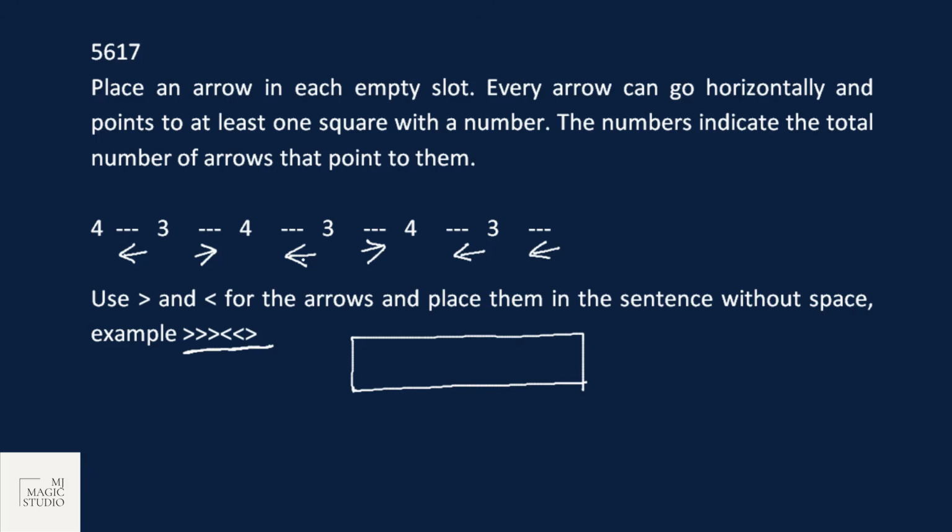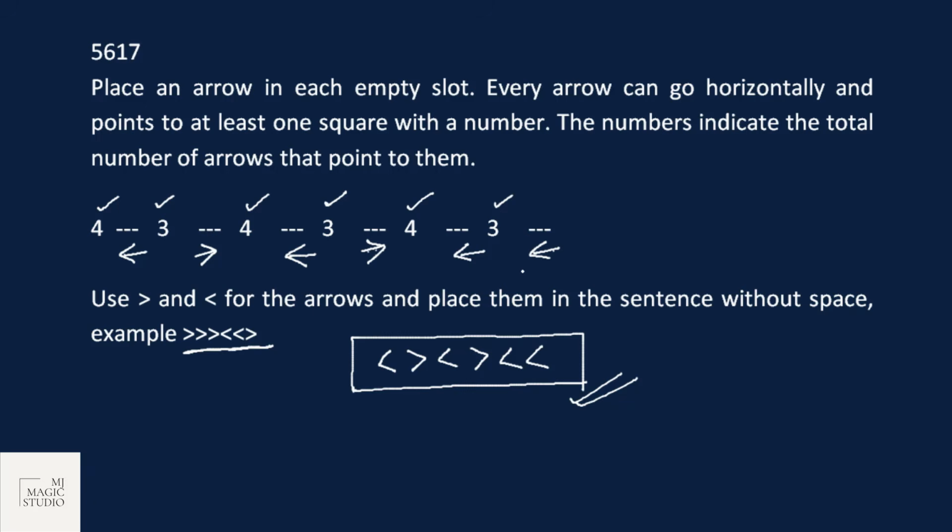3, we must have 3 towards this. 1, 2, 3, done. 4 is 1, 2, 3, 4, done. 3, 2 goes out, 2 in, 1 in, 3 arrows pointing towards this 3. 4 is 1, 2, 3, 4. For this 3, we have 1, 2, 3, done. So it should be less than, greater than, less than, greater than, less than, less than. Yes, this should fit in.